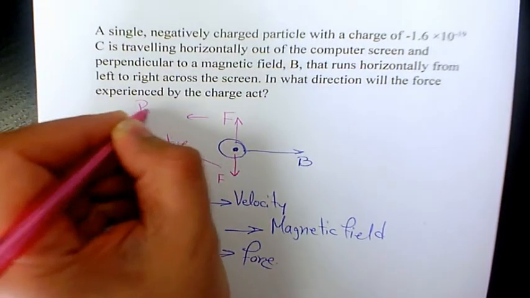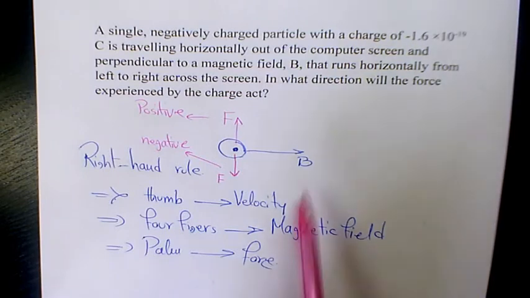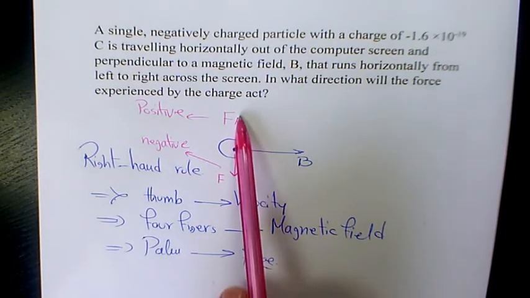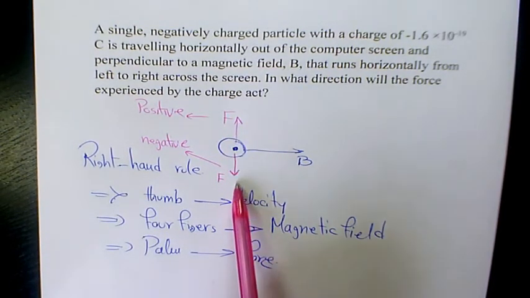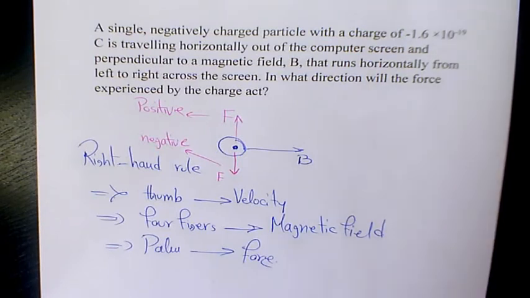So how do we deal with these negative charges? We use our right hand and then we flip the final answer. If it's north, it's going south. If it's right, we're going to make it left. If it's come out of the page, we're going to make it go into the page.